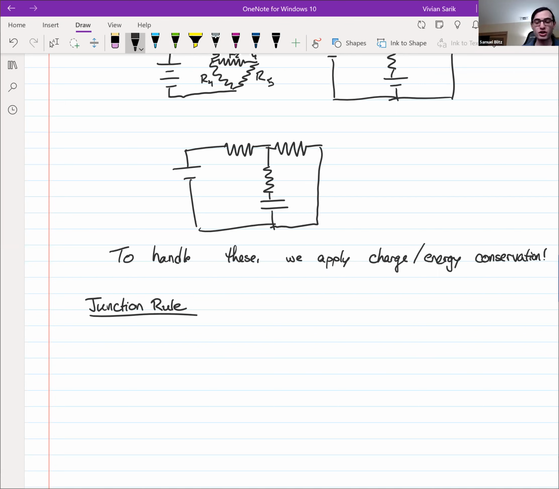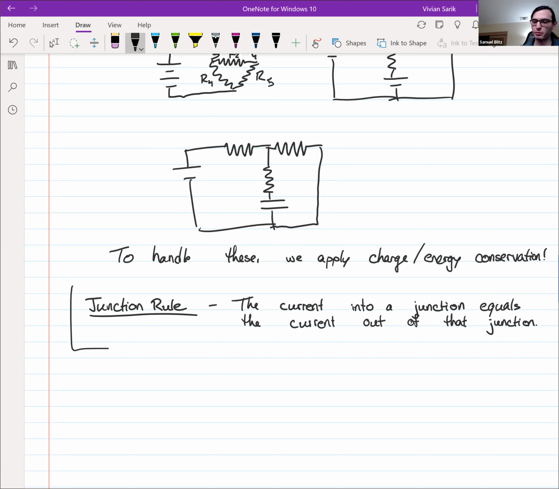So the junction rule basically says that the current into a junction, and a junction is just when a whole bunch of equipotentials meet, and I'll draw a picture in a minute, the current into a junction equals the current out of the junction. We'll put a box around this. This is a big deal.